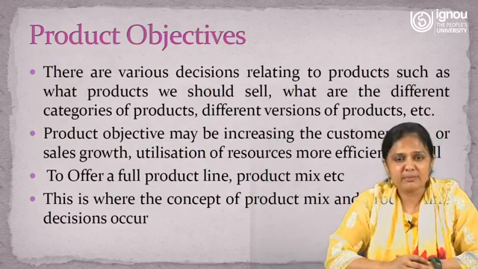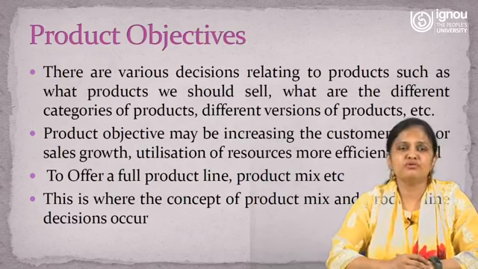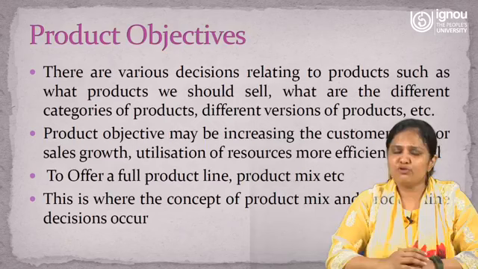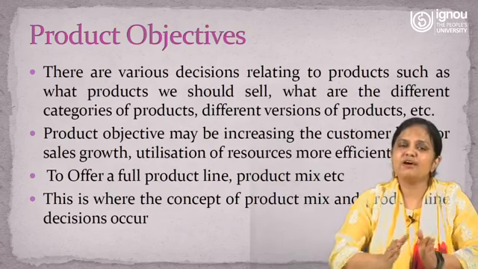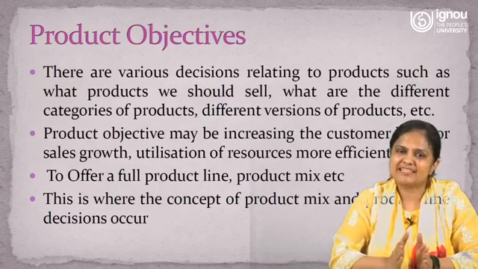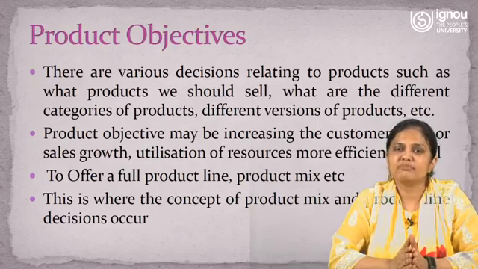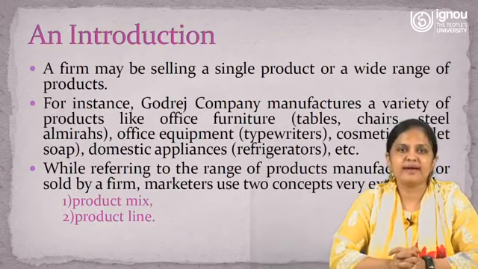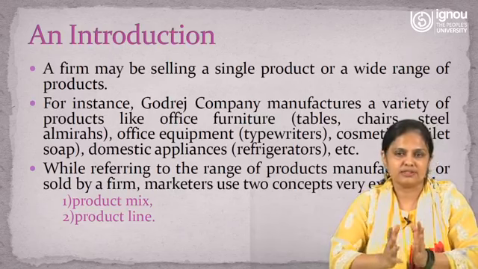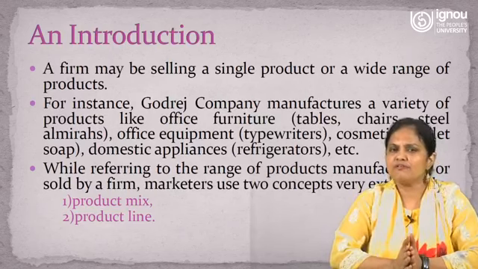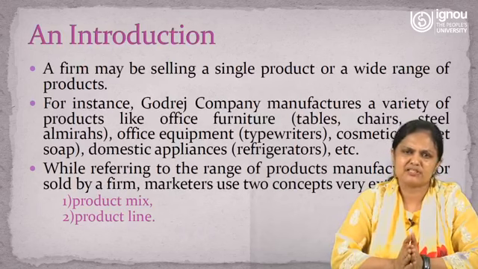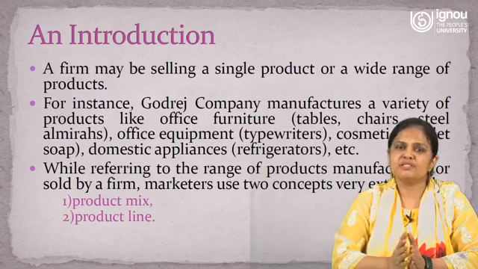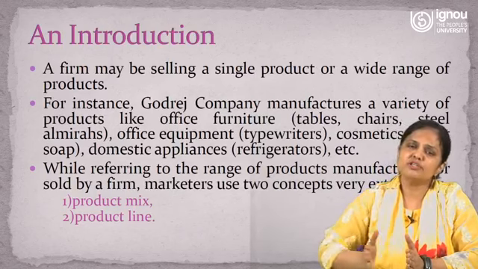The product objective may be to increase the customer base, or to have sales growth, or effective utilization of resources, or maybe all of these. You may as a company decide to offer a full product line or product mix. So this is where the concept of product mix and product line comes in. A firm may be selling a single product or a wide range of products. For instance, Godrej deals in office furniture, such as office tables, chairs, steel almirahs, etc. It also deals in office equipment, cosmetics, domestic appliances, and so much so that they are also into real estate.